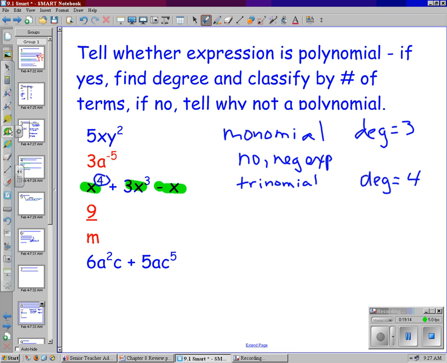Okay? 9 over m, is it a polynomial? Brad? No. Why not? You have a variable in the denominator. No variable in denominator. Good.